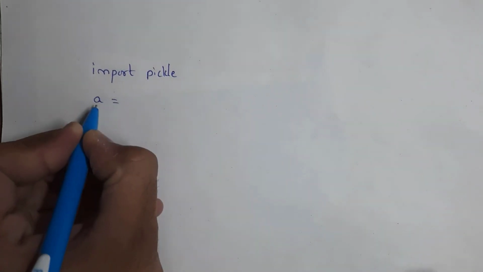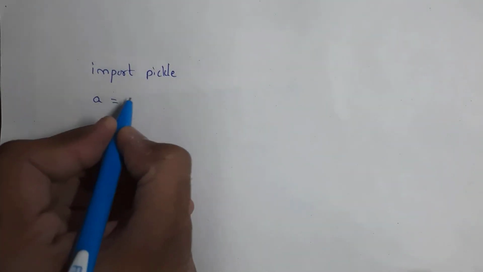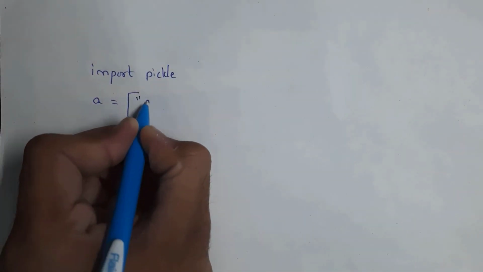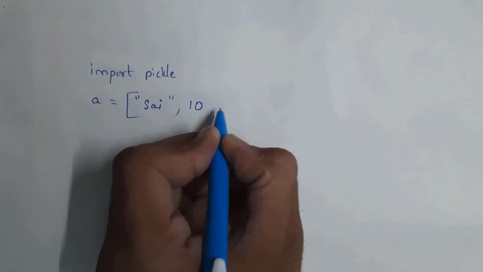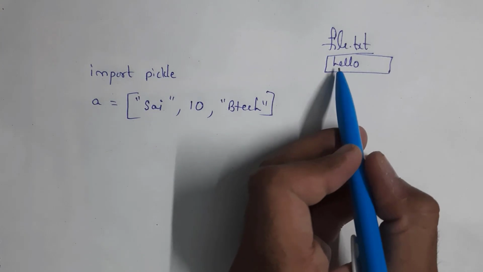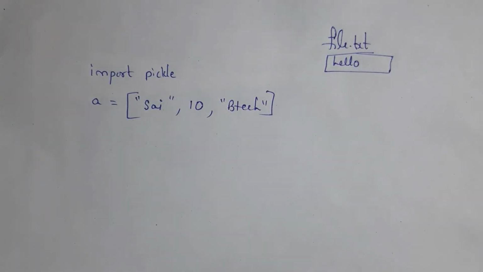Let us consider one list. So take here a equal to, where a is object. I am taking a list. The list contains 3 items. They are name Sai, 10, btech. Normally in previous example, we stored text in our file. For example, if you consider file.txt, we stored only text like hello, btech, how are you. All these are text data. Now I want to store list inside this file.